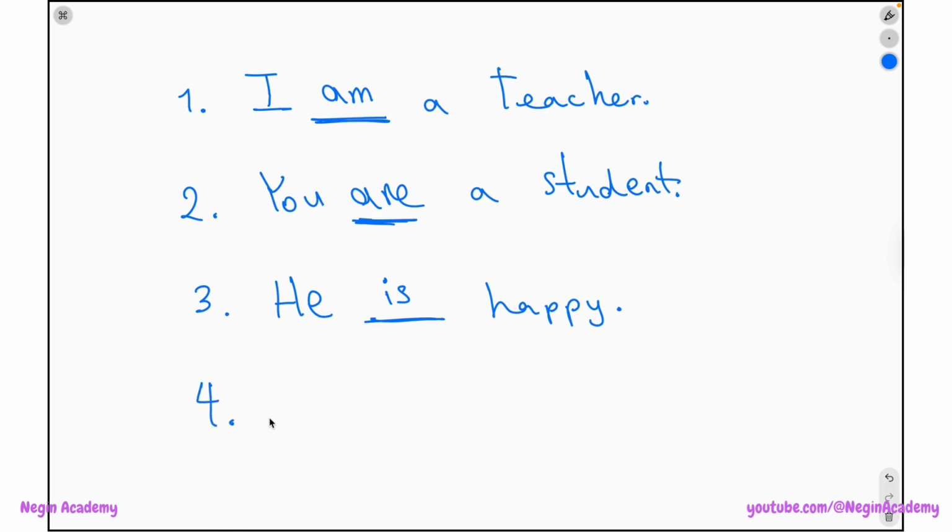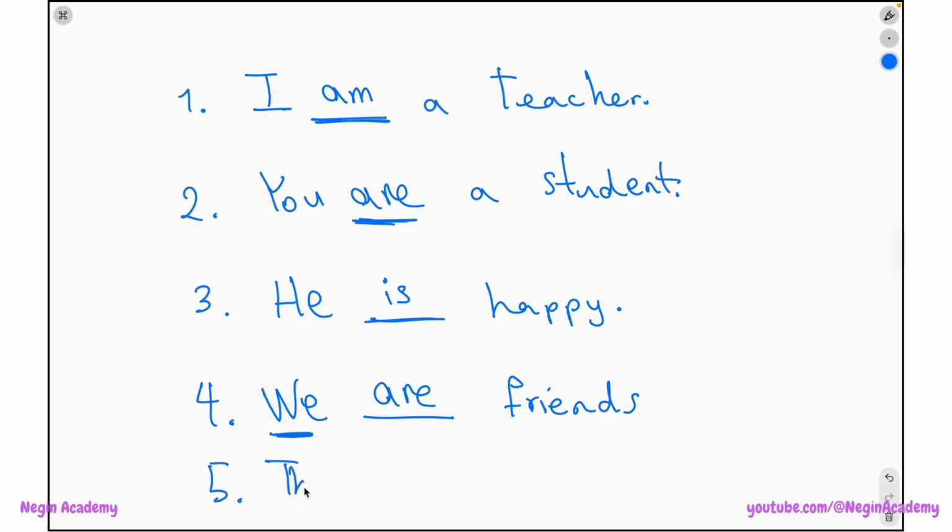Next one, number 4, we have the subject we, and here we have friends. What should we use? We are. Excellent. We are friends. And the last example is they. Here we have they subject. And for the verb, what should we use? Whatever comes here doesn't matter. The only thing that matters here is the subject. We have to say they are. For example, we could say they are at school. So it's super easy.